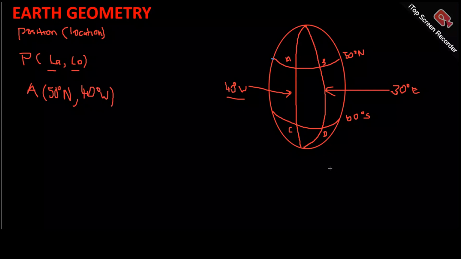What about C? The same thing. We're just going to put point C. Then you ask yourself, what is the latitude passing through point C? It is 60 degrees south. So you're going to write this side, 60 degrees south. What about the longitude passing through point C? 40 degrees west.